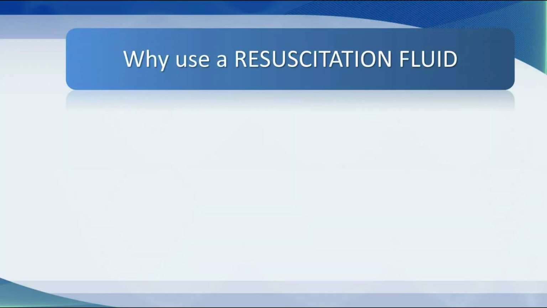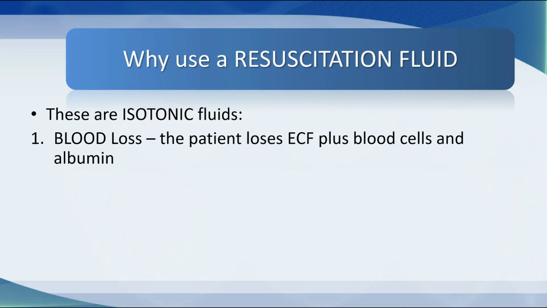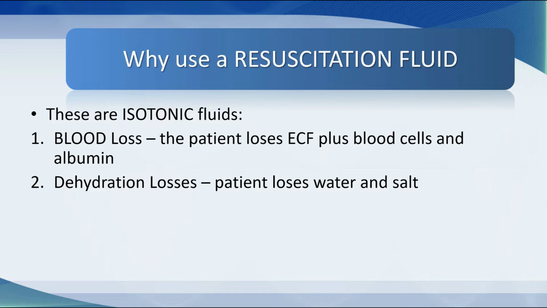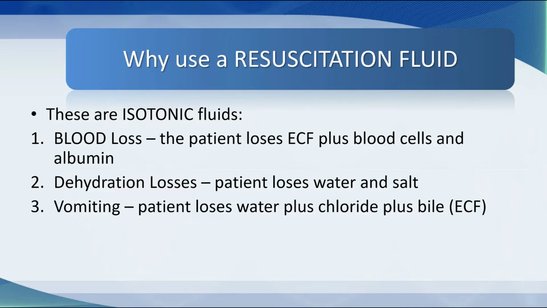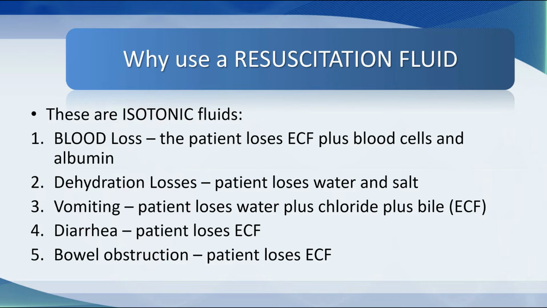Now, there are other reasons for using isotonic fluids. Blood loss, because the patient loses plasma, which is extracellular fluid plus blood cells and albumin. Dehydration losses, and the patient, when they start sweating or they dehydrate, remember sweat contains a lot of sodium and chloride and water. Vomiting, where the patient loses lots of water, and they tend to lose a lot of chloride as well, plus bile. So it's mostly extracellular fluid, but there may be a surplus of chloride. And then of course diarrhea, where the patient loses extracellular fluid, and bowel obstruction.